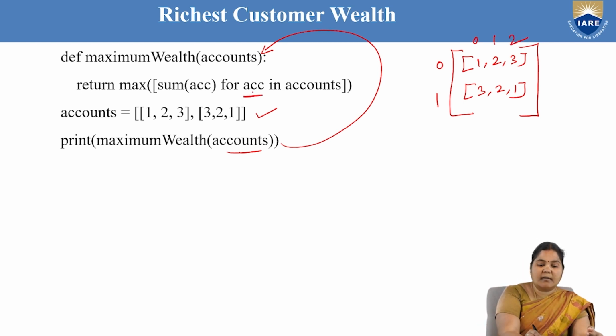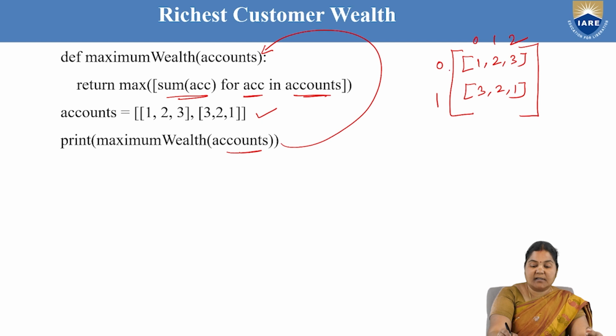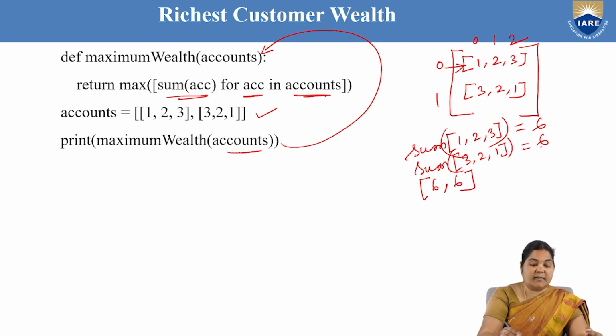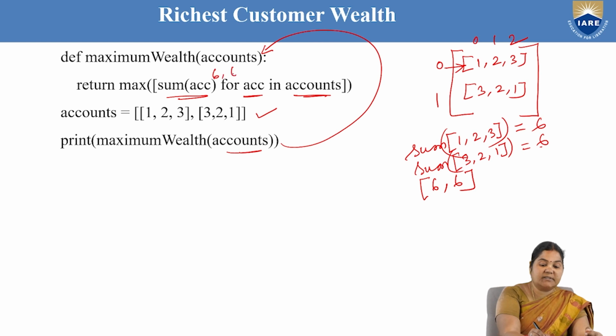Now, for every account in accounts, I am finding out the sum of the account. That means for every customer, I am applying this sum function: sum of 1, 2, 3, which will give me 6. Now again for the second customer, sum of 3, 2, 1, which gives me 6. So it becomes a list of 6, 6.